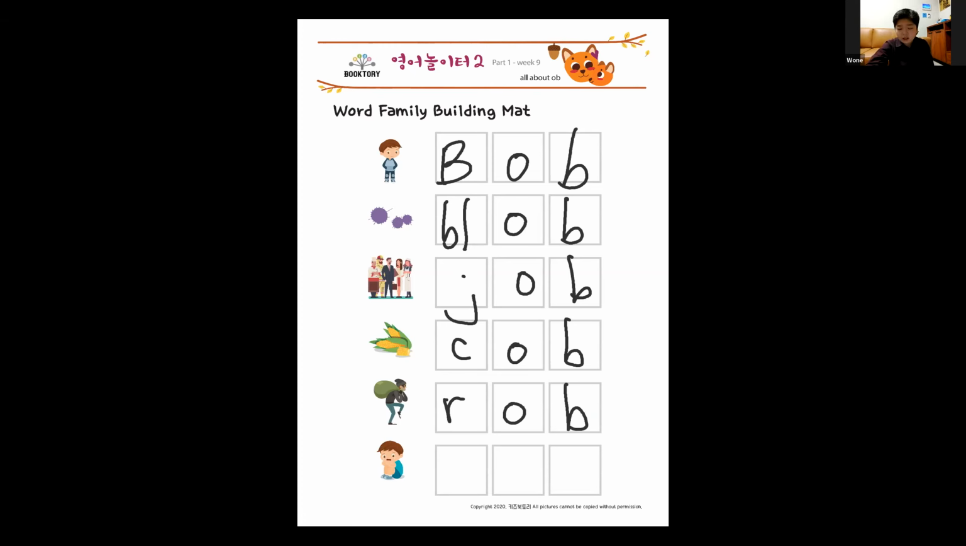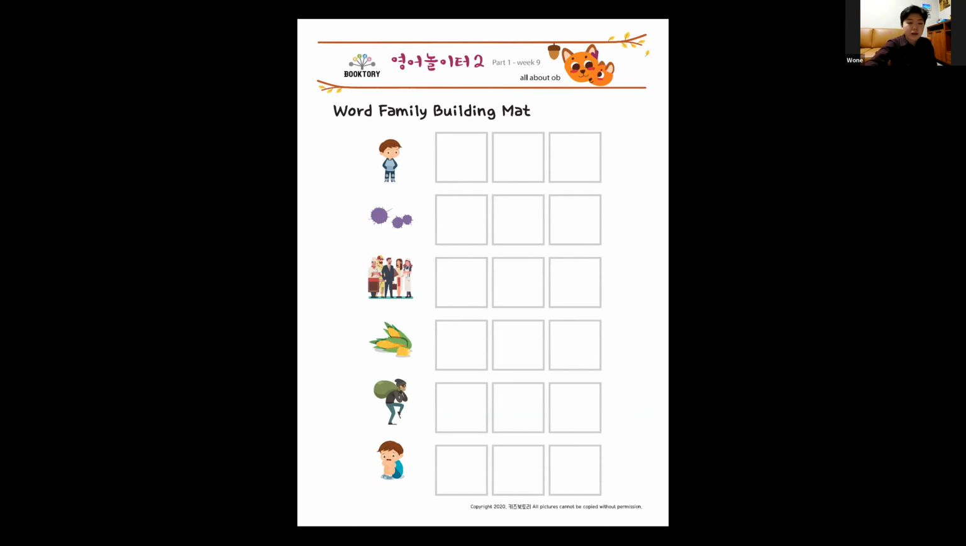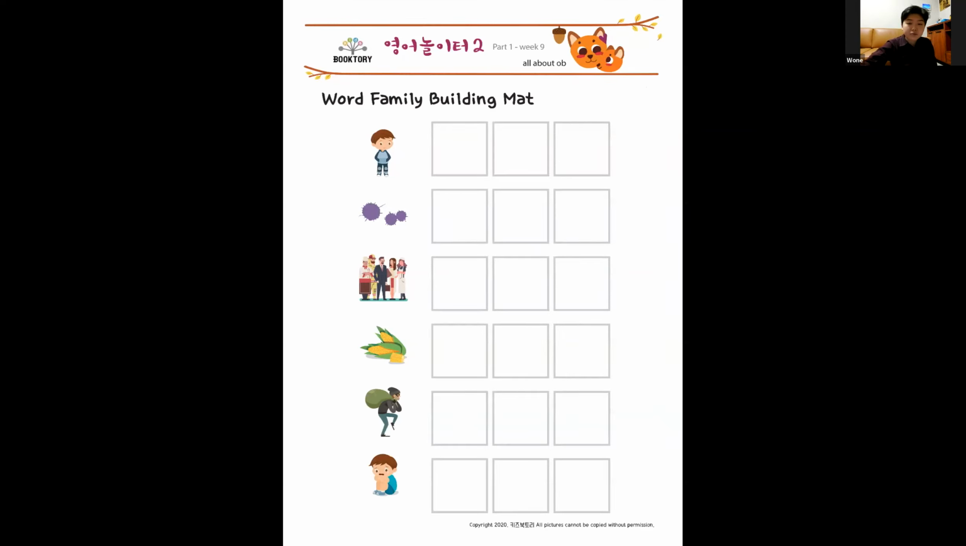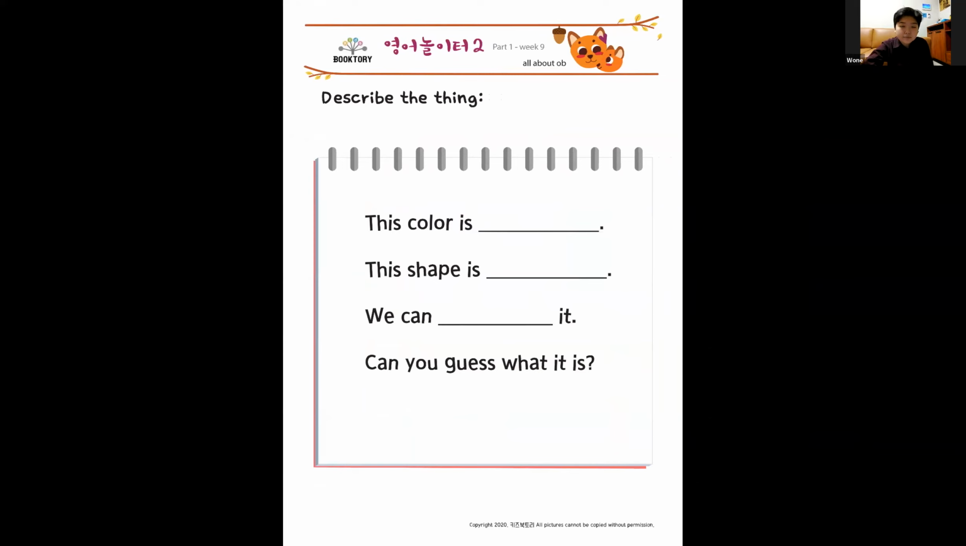And finally, what is the word that means crying? It means to sob. S, o, b, b, b. Good job. So let's go to the next page. These are your sight words. Go ahead and practice with your mom or dad.